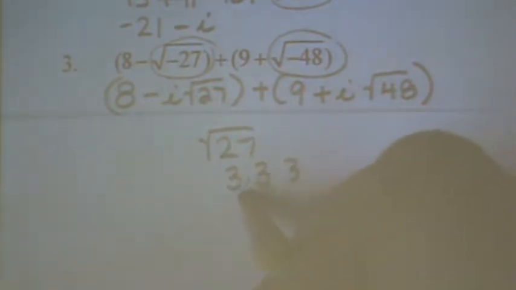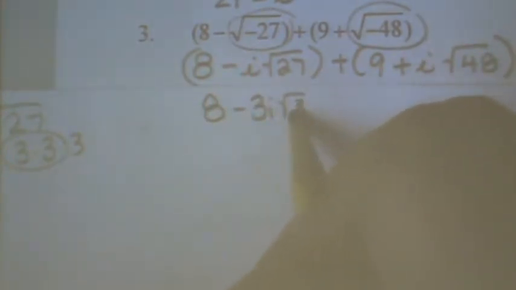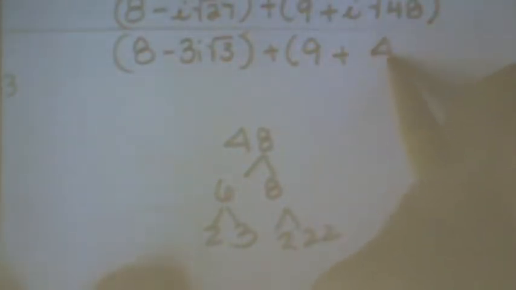Now everyone can do, what is root 27? Well, root 27 is 3 times 3 times 3 is 27. You have a pair of 3's, so you take 3 out. So what you have here is 8 minus 3i root 3, and then plus 9 plus, now how do you simplify 48? Well, 48, 6 times 8 is 48. This is 2 times 3, and 2, 2, 2. So we have 4 root 3. So it's 4i root 3.